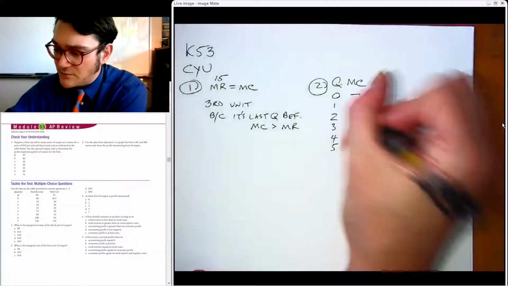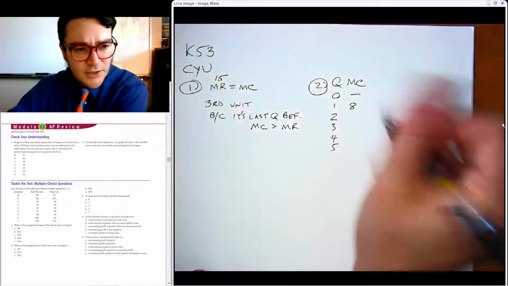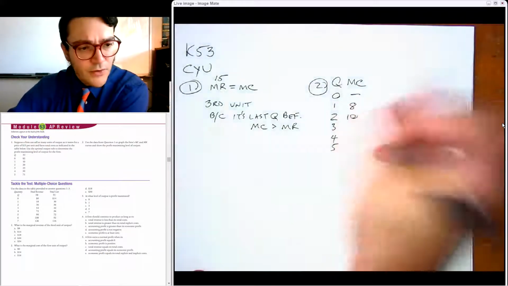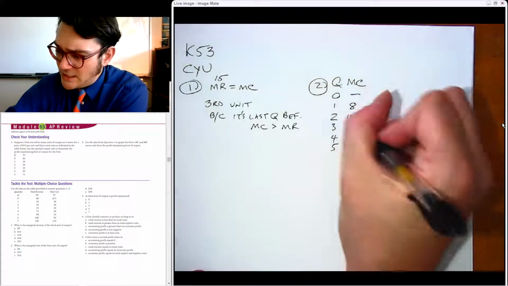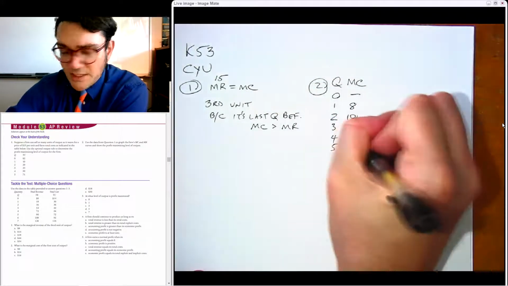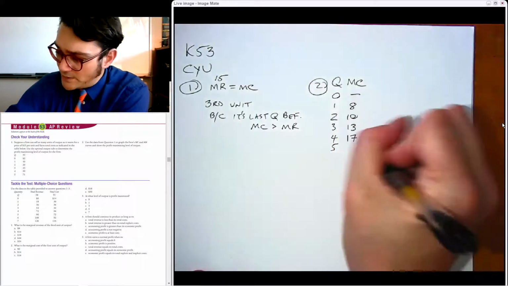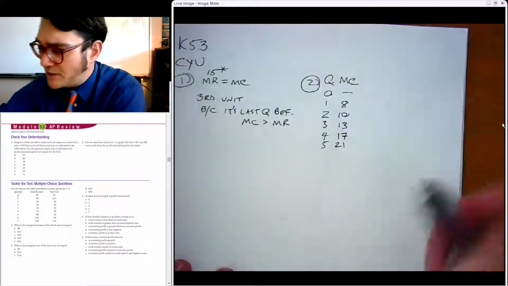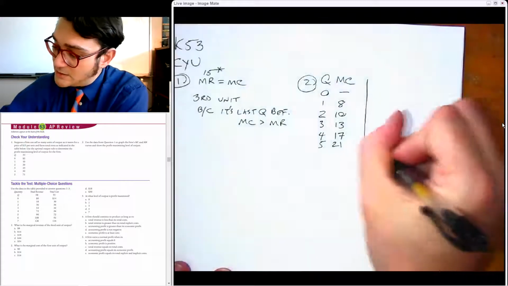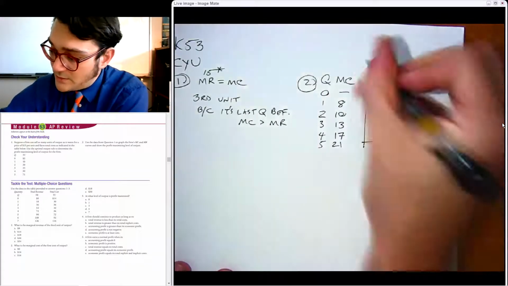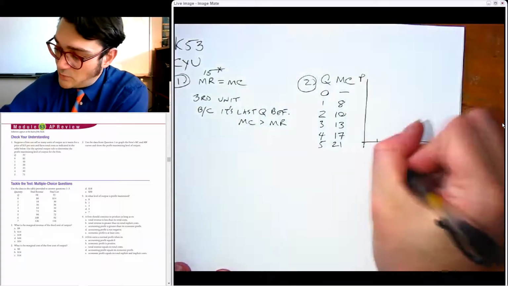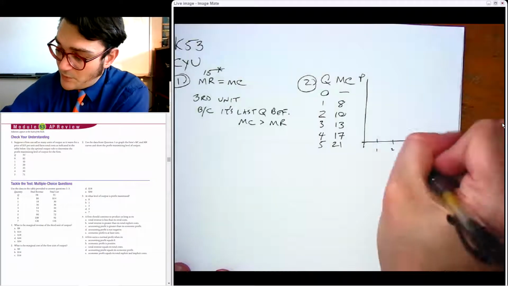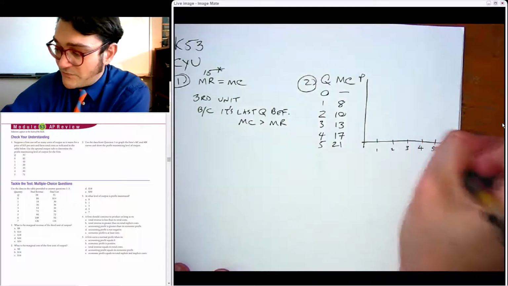For the first unit, we said it was 8. The second unit was 10. Third unit was 13, 17, and 21. And we already know, right, that the marginal revenue is 15 regardless of what unit it is. So we've got quantity and price. 1, 2, 3, 4, 5.